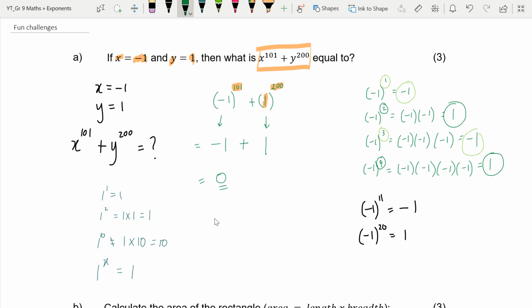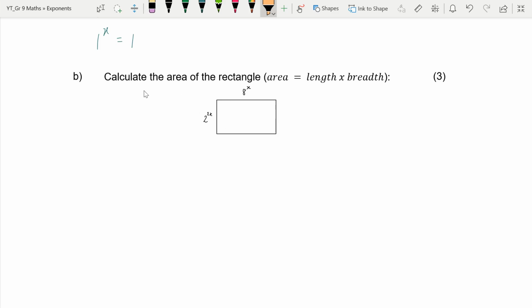Okay, next up. For the next question, it says calculate the area of a rectangle. They give us that it's a rectangle, and they also happen to give us the formula to calculate an area. Length times breadth. In this case, we have our length. It seems that our length over here is given as 8 to the power of x, and our breadth is given as 2 to the power of 2x. So we won't be able to get the area as a number, like 10 or 20 or whatever. There will be an x in our answer, and that's okay. So let's have a look.